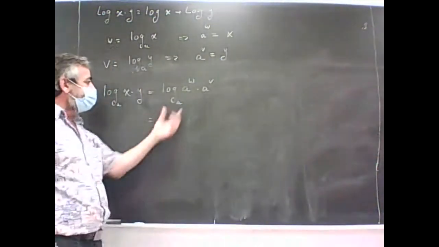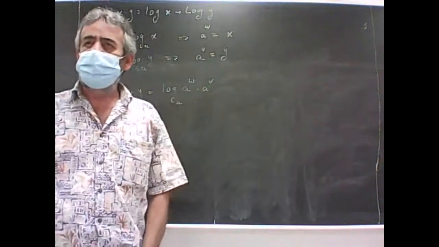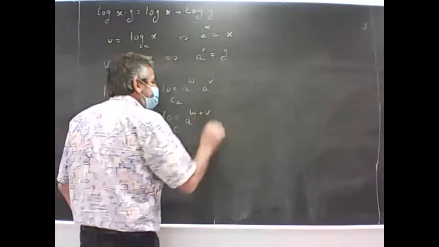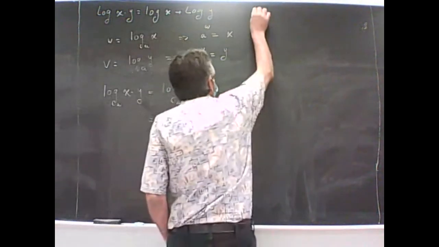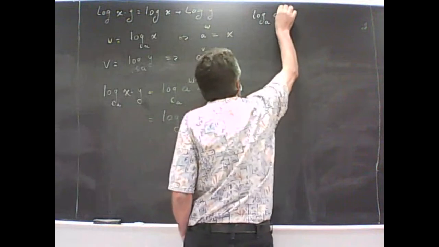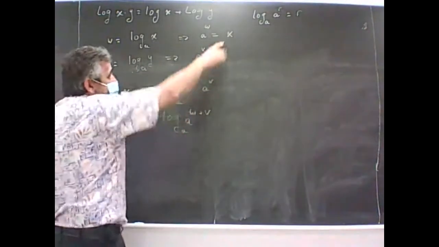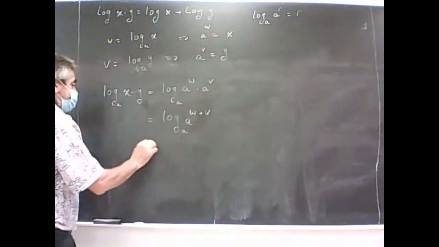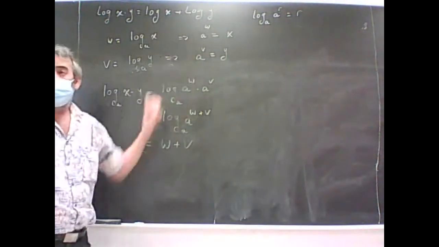And then if I multiply two exponential terms that have the same base, the rule says we add the exponents, yes? So that is equal to the log base a of a to the power w plus v. And one of the properties we looked at last time says log base a of a to the power r is simply equal to r. We can use that property. Then this is nothing more than just the exponent. So that is equal to w plus v.